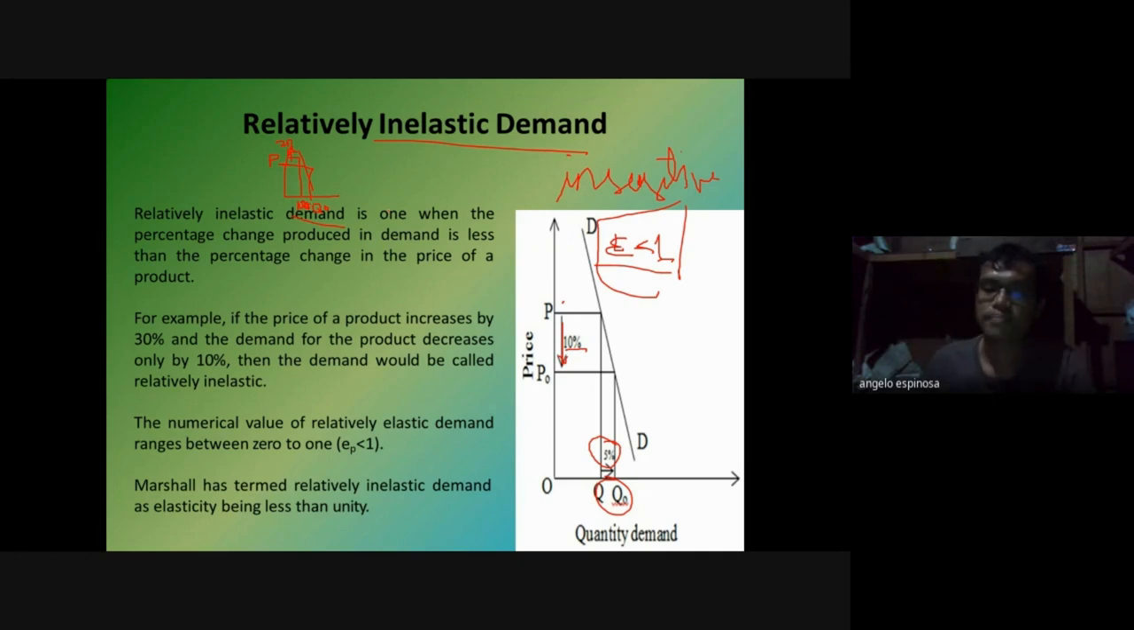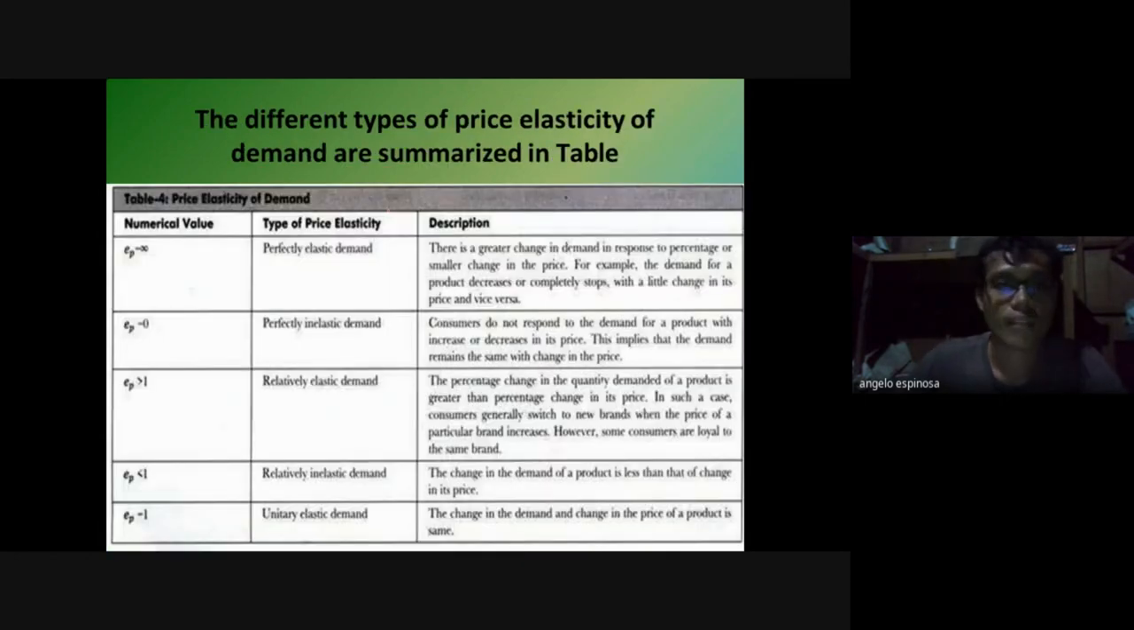Okay? Ulitin natin. So we have the infinite. Pag sinabi mong infinite, walang katapusan. Okay? That is being perfectly elastic demand. So that walang katapusang, yan. So that is being horizontal. Ayan. Walang katapusang quantity demand. Tuloy-tuloy lang siya. Ayan. The flatter it is, the more the quantity demanded is increasing.